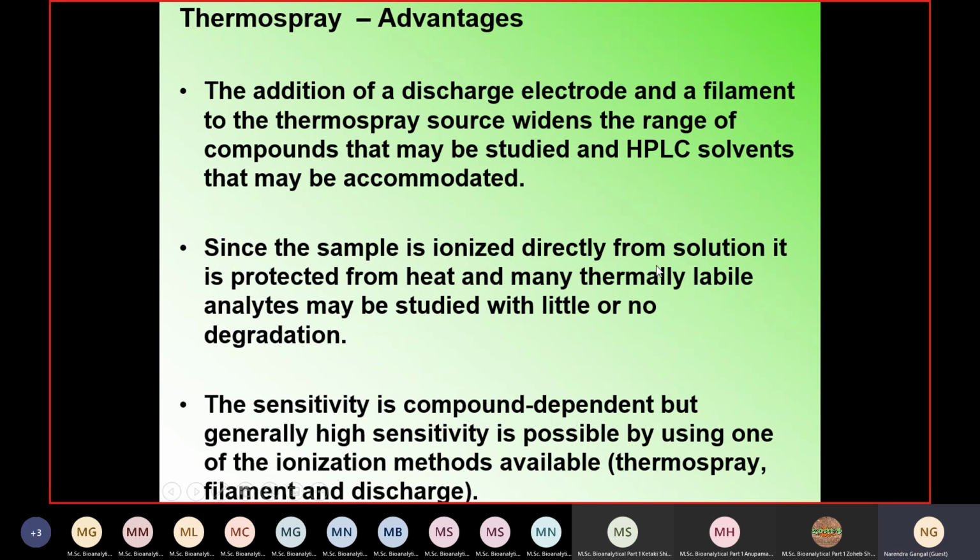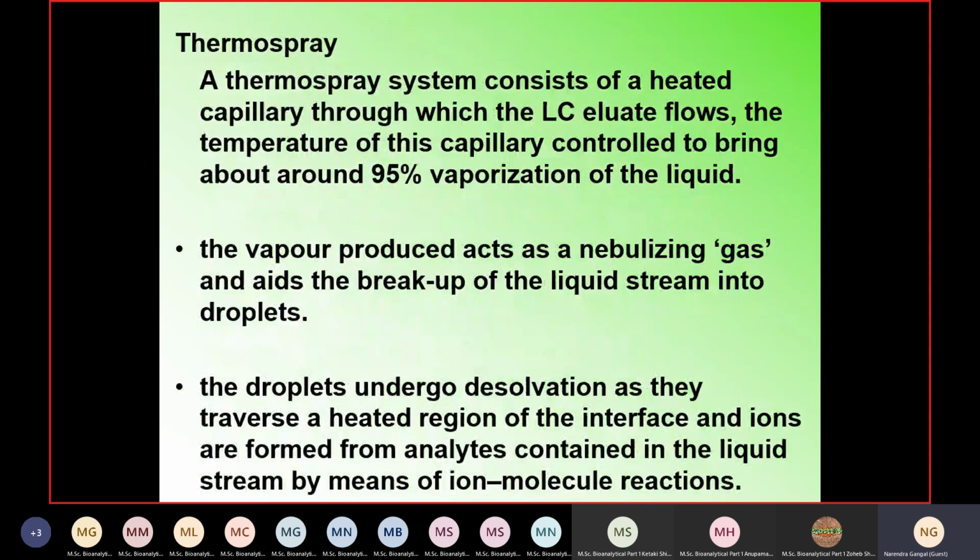The sample is ionized directly from the solution. It is protected from heat, and many thermally labile analytes can be studied with little or no degradation. You first have nebulization, then the formation of the ions, then desolvation and the formation of the species. As we saw here, there are four steps.